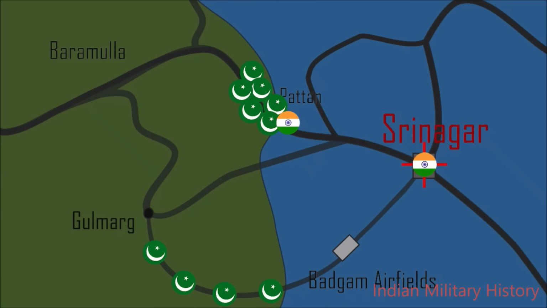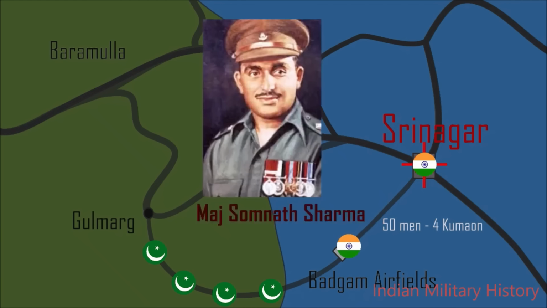Most of the troops were deployed in the protection of Srinagar. Very few troops could be spared even for this crucial mission. To protect the airfields of Pargam, the army base from Srinagar sent in 50 men from Fort Kumaon. This was under the command of Major Somnath Sharma.